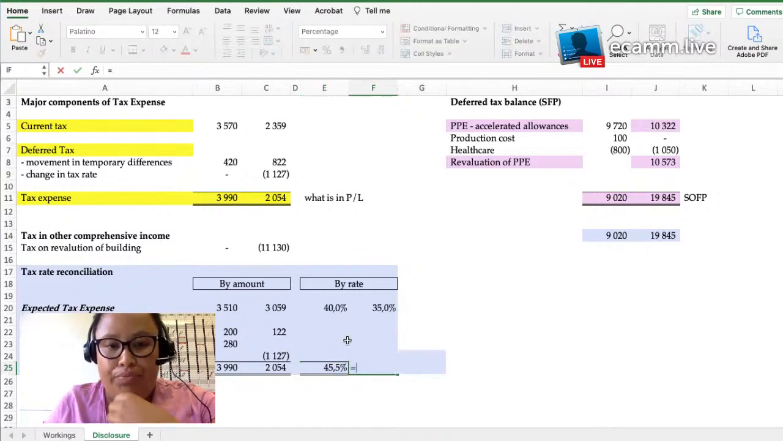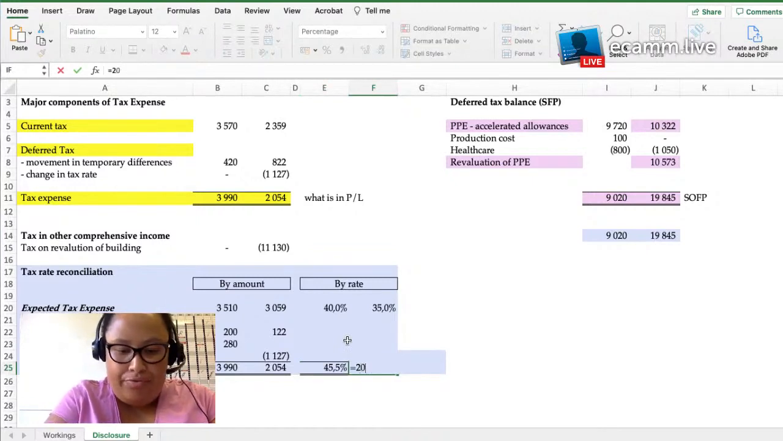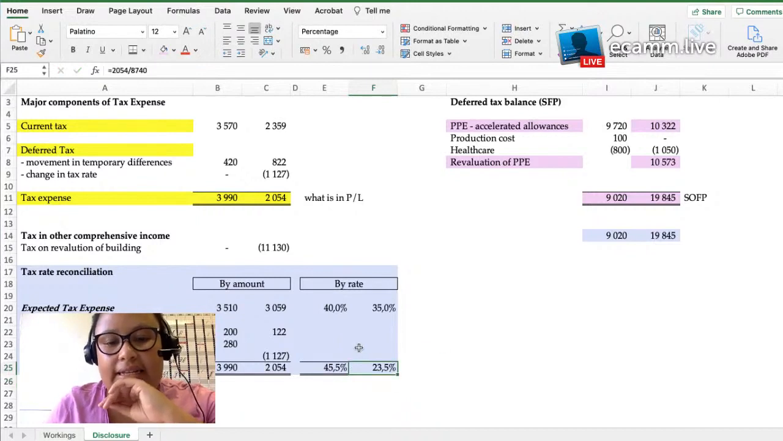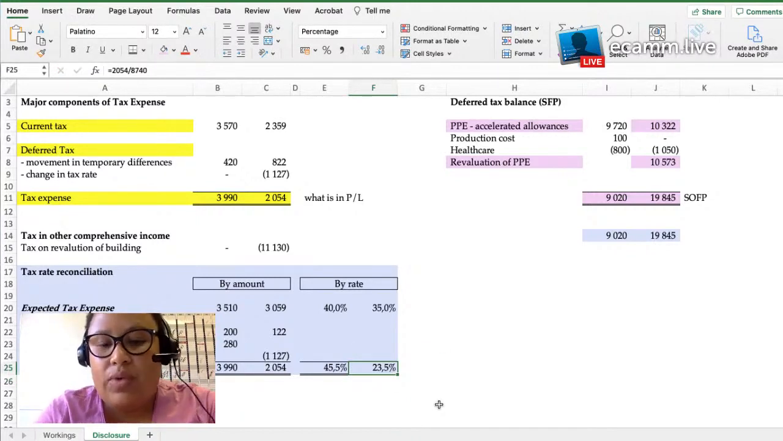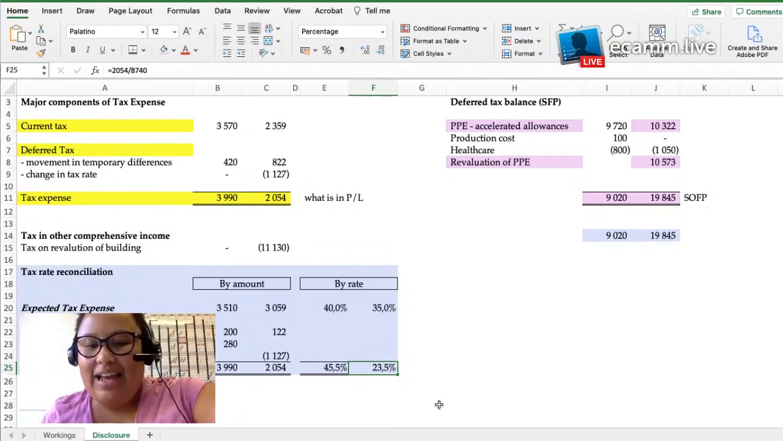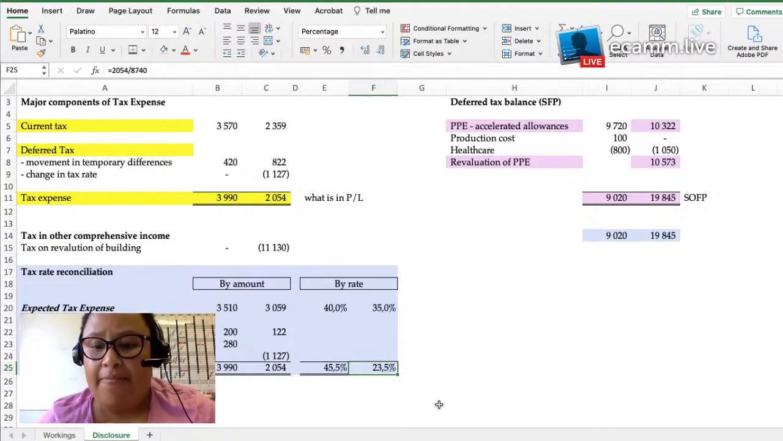In X2 it's 2054 divided by the accounting profit before tax, 8740. So in X6 we have an effective tax rate of 23.5%. Now we must explain why the tax rate is expected to be 35% but we actually ended up paying 23.5%. We must now explain the difference.